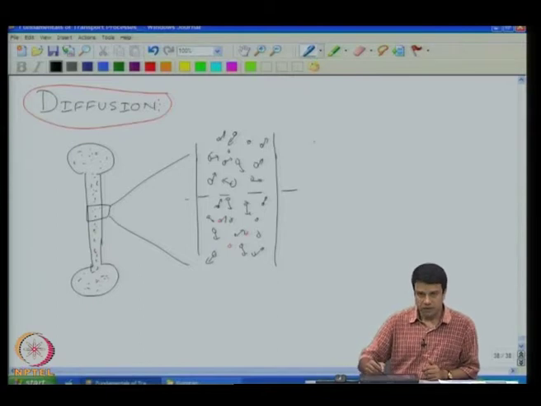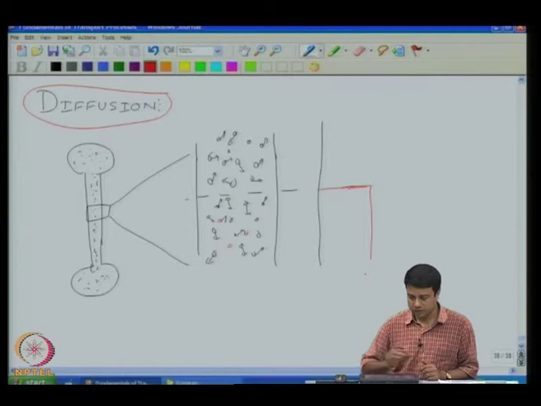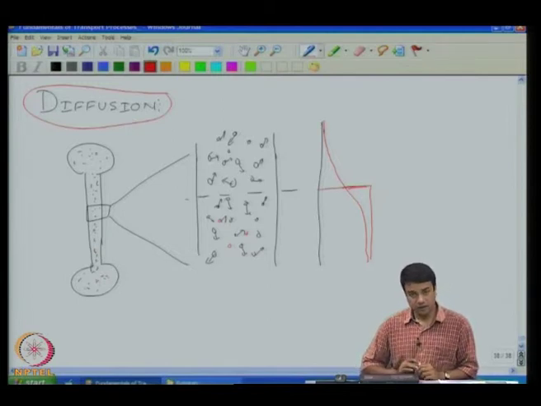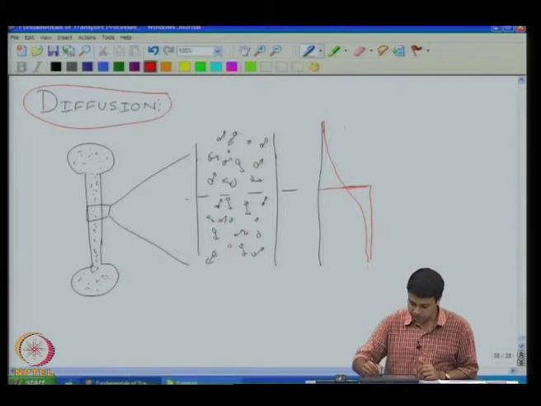If I plotted the concentration field as a function of distance for the red molecules, initially there are no red molecules above, so I will get a concentration that looks something like this. There is a concentration of red molecules below, but there is no concentration above. As time progresses, these molecules will slowly diffuse across. I will get a field that looks something like this. And if I wait for a very, very long time, the system gets completely mixed up. The concentration is the same everywhere.